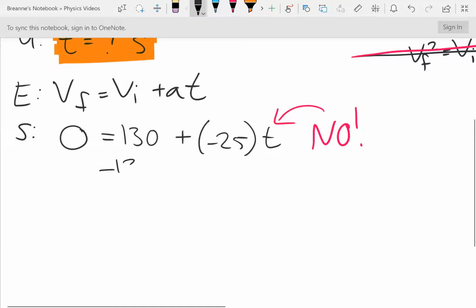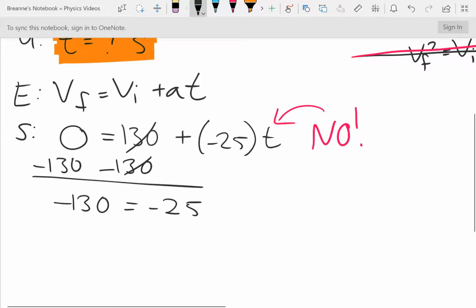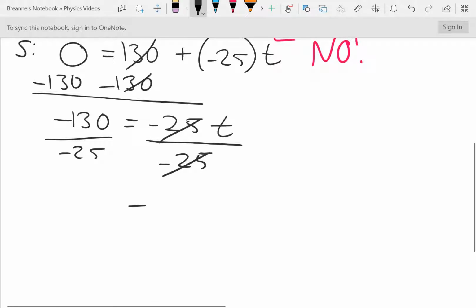So we have to go ahead and subtract both sides by 130. So you get 130 equals negative 25t. Now we have to get 25 away from that t. So it's being multiplied. The opposite of multiply is divide. So you get t equals negative 130 divided by negative 25. The negatives cancel because you have a negative on top, negative on the bottom, and you're just left with 5.2 seconds.